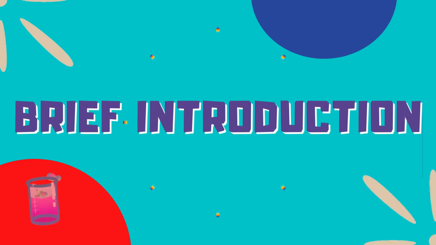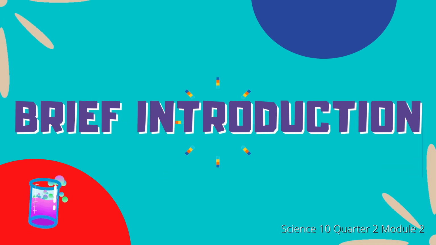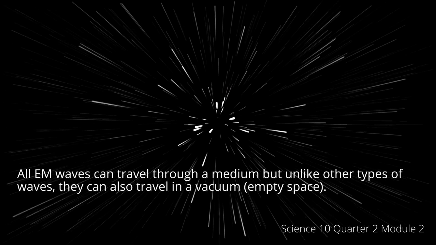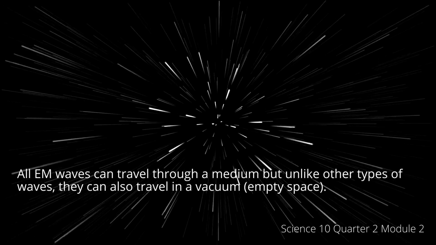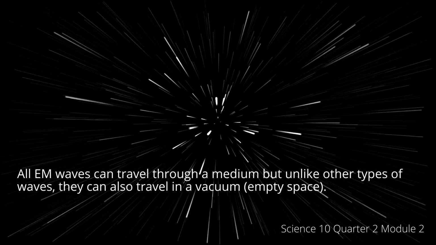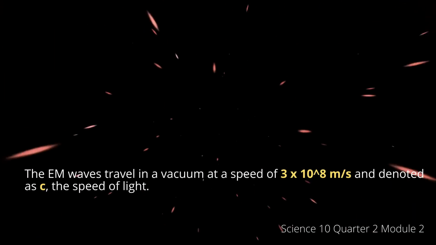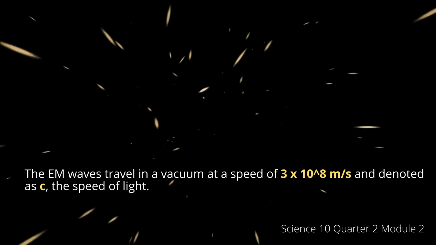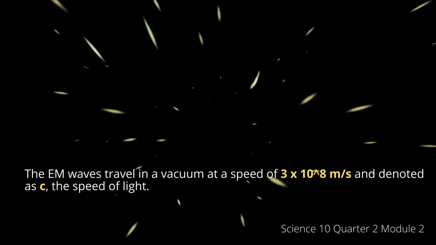Now, let me introduce the topic for this video module number 2. All EM waves can travel through a medium, but unlike other types of waves, they can also travel in a vacuum or empty space. The electromagnetic waves travel in a vacuum at a speed of 3 × 10^8 meters per second, denoted as c, or the speed of light.